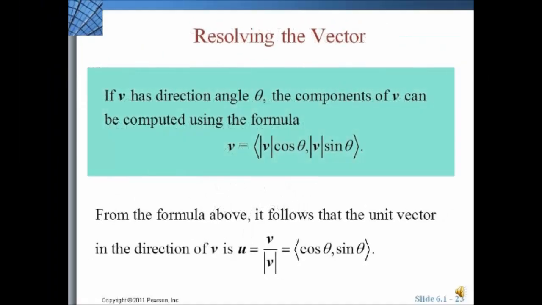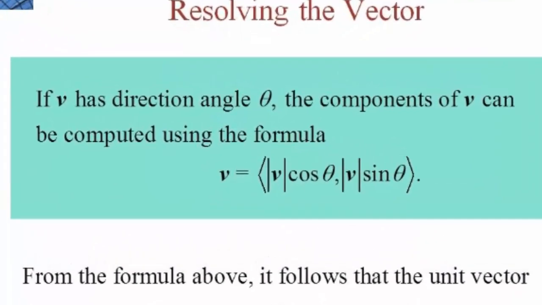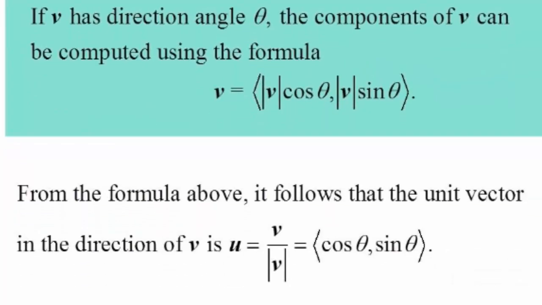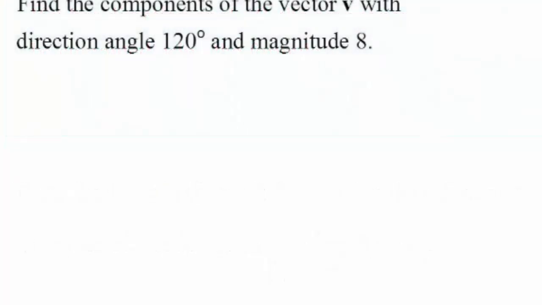Resolving the vector. Resolving the vector means finding the components of the vector. If v has a direction angle of theta, the components of v can be found using the formula: the magnitude of v times cosine theta gives us the horizontal component, and the magnitude of v times sine theta gives us the vertical component. When we're using this with a unit vector, it breaks down to the horizontal component being cosine theta and the vertical component being sine theta. Once again, the x with cosine theta and the y with sine theta.